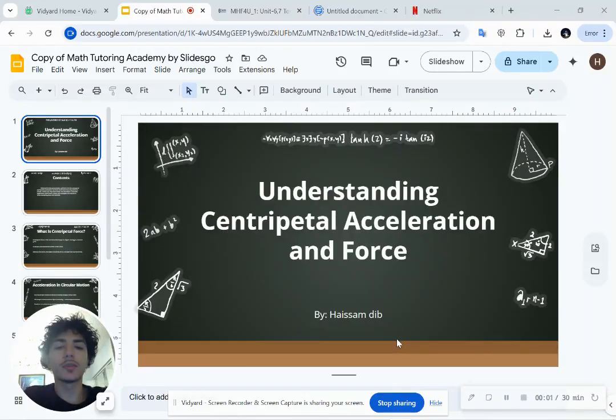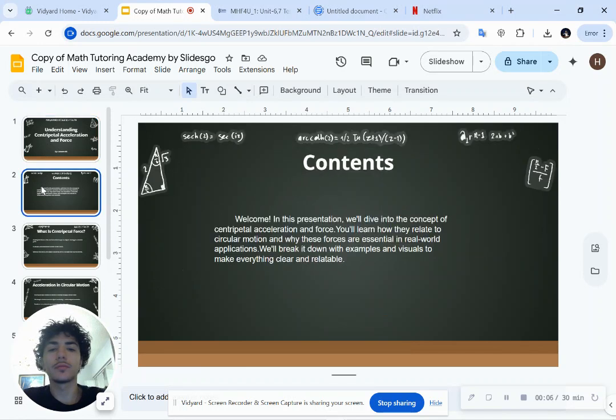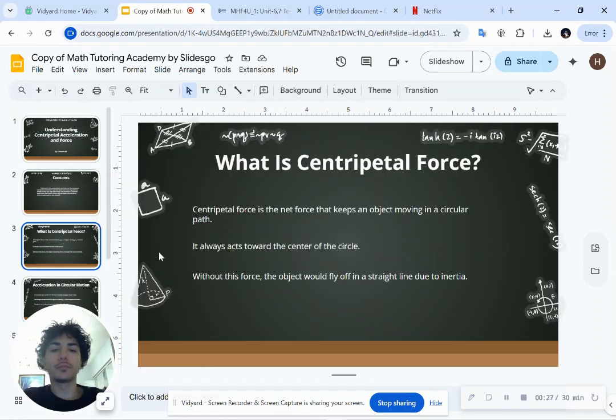Understanding centripetal acceleration and force. Welcome. In this presentation, we'll dive into the concept of centripetal acceleration and force. We'll learn how they relate to circular motion and why these forces are essential in real-world applications. We'll break it down with examples and visuals to make everything clear and relatable.